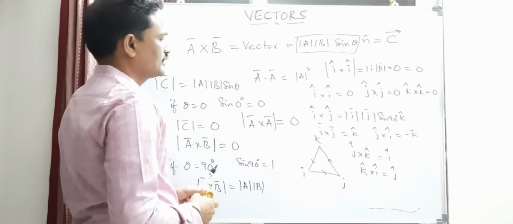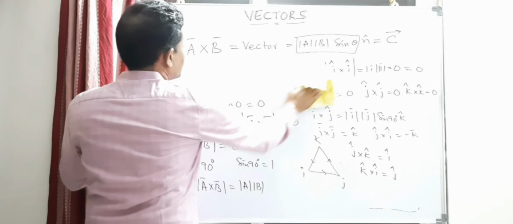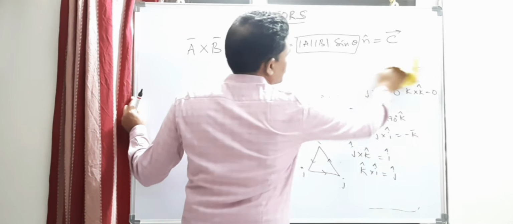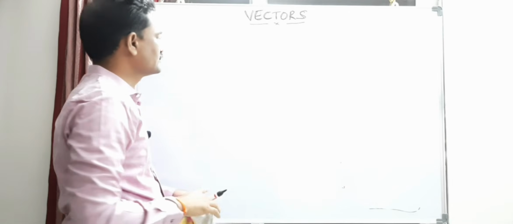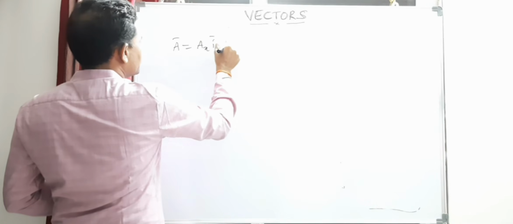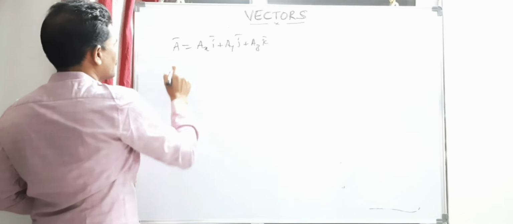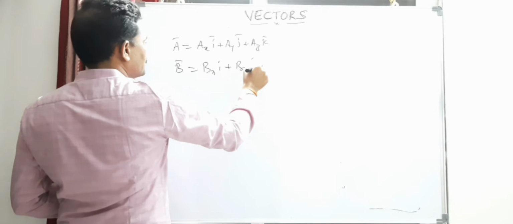So this is about the cross product of two unit vectors. Now let us take two position vectors and see how to find the cross product when two position vectors are given. There is a simplest formula that you have to implement to write it simply, otherwise in this way it is very difficult. Suppose two vectors are given, one is A is equal to AX I plus AY J plus AZ K in position vector format, and B is equal to BX I plus BY J plus BZ K.